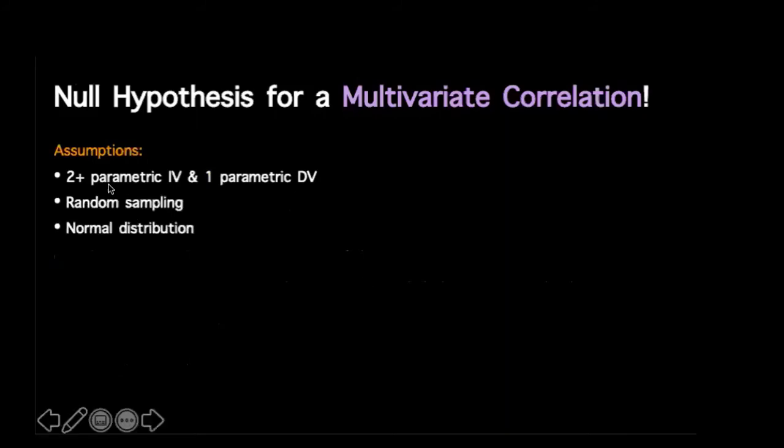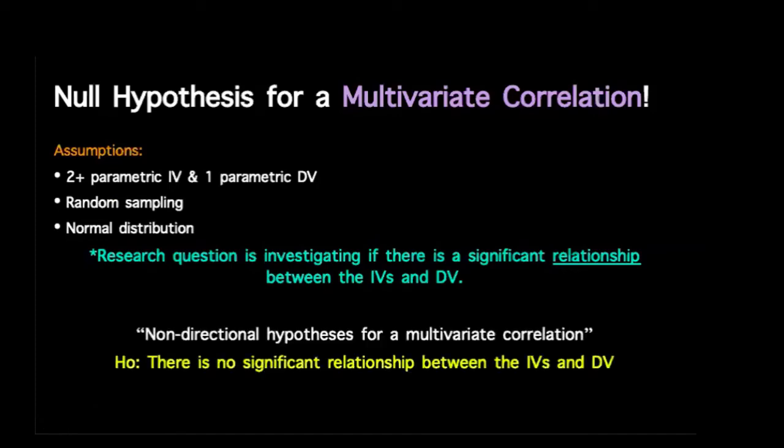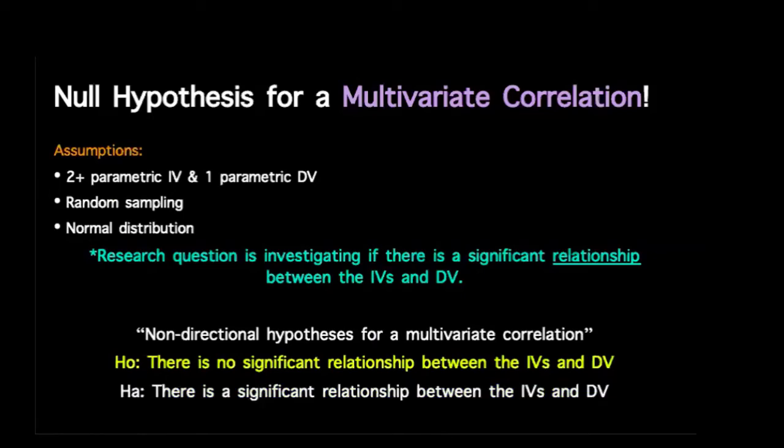So our hypotheses, again, we have parametric and independent and dependent variables, random sampling, normal distribution, okay? But instead of researching the relationship of a single independent variable, we're now looking at relationships between multiple independent variables and a single dependent variable. So basically what happens in a multivariate correlation is you look at individual relationships of a whole bunch of different variables. That's all it's chalked up to. It's not really that much more special than a bivariate correlation, okay?